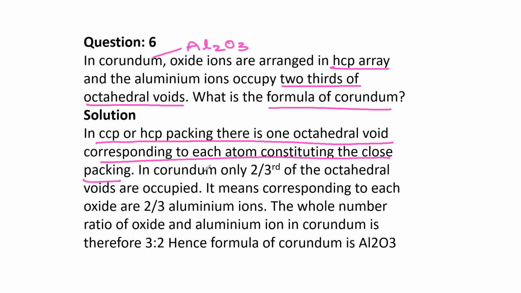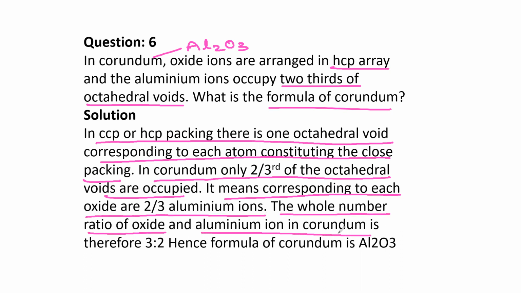There is one octahedral void corresponding to each atom constituting the close packing. In corundum, only 2/3 of octahedral voids are occupied. It means corresponding to each oxide ion, 2/3 aluminum ions are present. So the whole number ratio of oxide and aluminum ions is 3:2. Hence the formula is Al2O3. This we can solve in another method also.